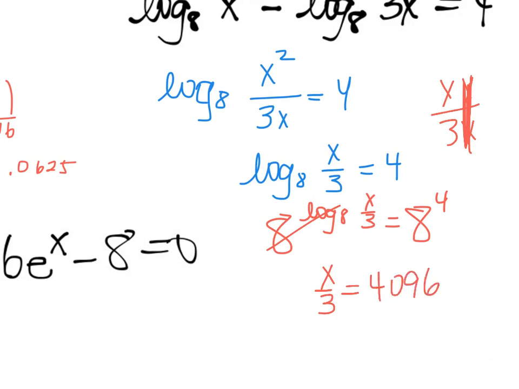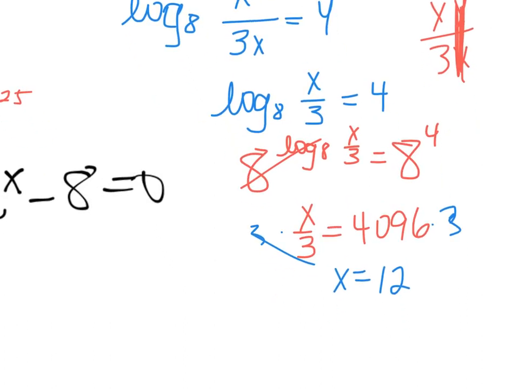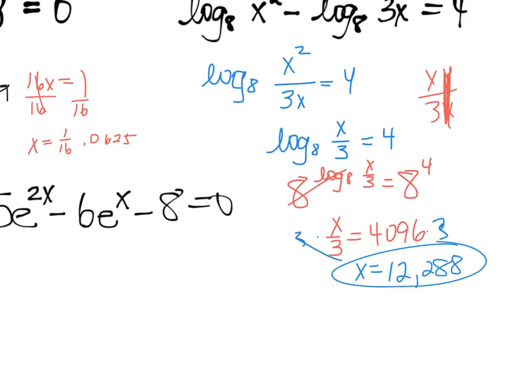And then what do I do to both sides? Multiply by 3. So x equals, was it? 2288. Do it again? Should be 12,288. Yeah, 12,288. Okay. Guys, remember, every time you get x equals, what can you do? To make sure that you're right. Plug it in. All right, I want to do one more and then we're done.